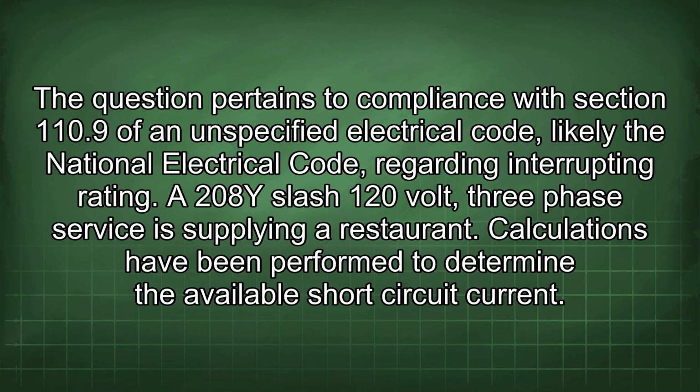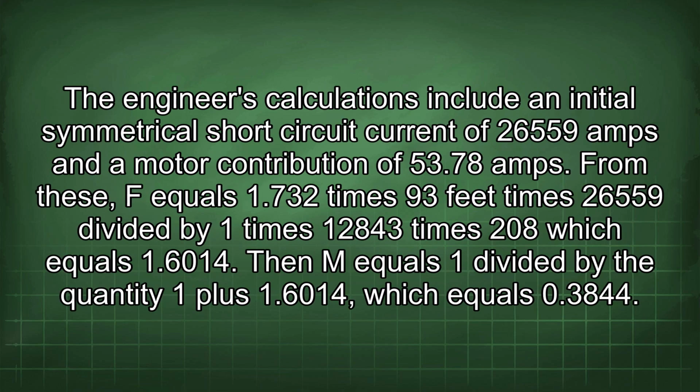Calculations have been performed to determine the available short-circuit current. The engineer's calculations include an initial symmetrical short-circuit current of 26,559 amps and a motor contribution of 53.78 amps. From these, F equals 1.732 times 93 feet times 26,559 divided by 1 times 12,843 times 208, which equals 1.6014.